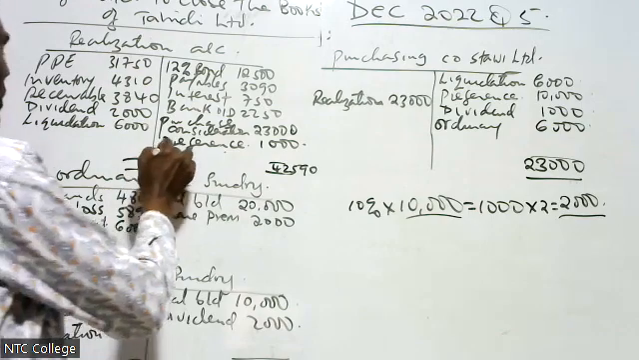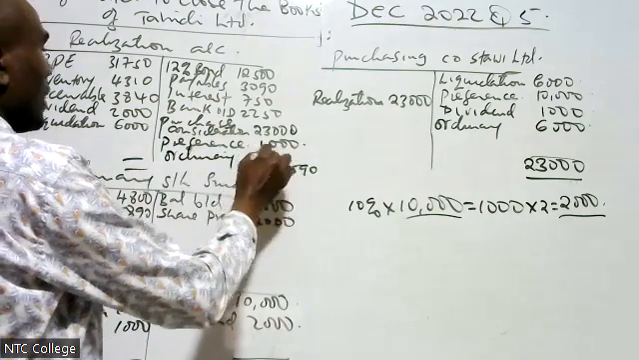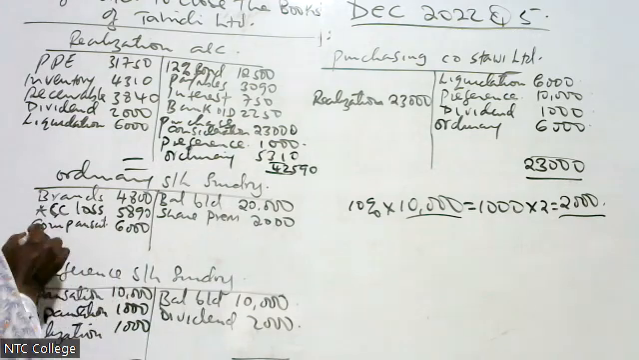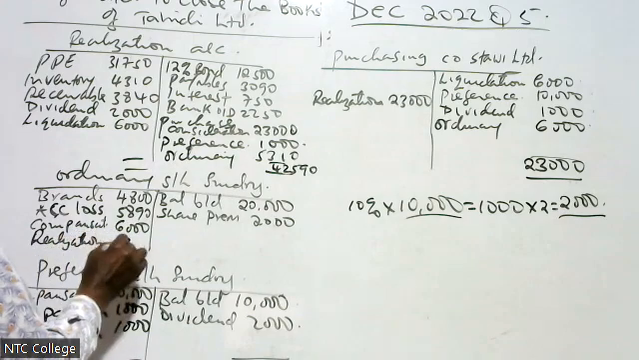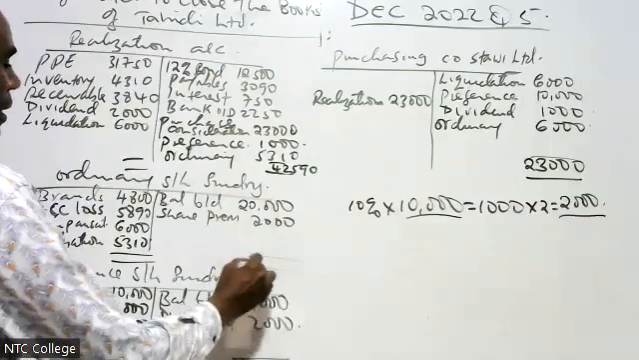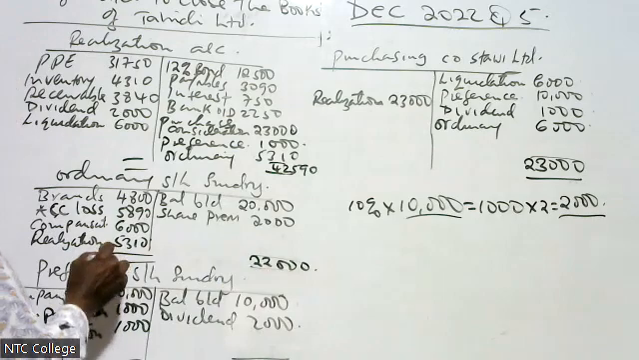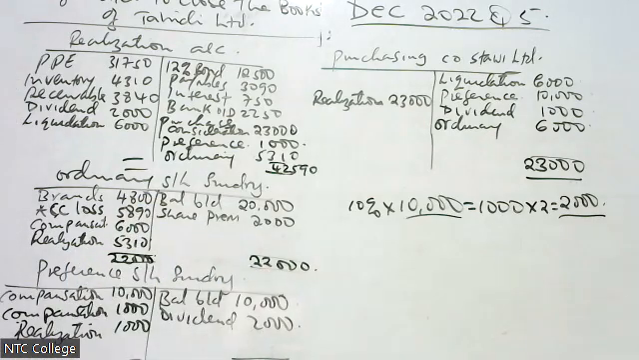I'm having ordinary 5310. Therefore, on my ordinary I debit, I say realization 5310. Then this account needs to balance. That is 22. Therefore, we have closed the books.